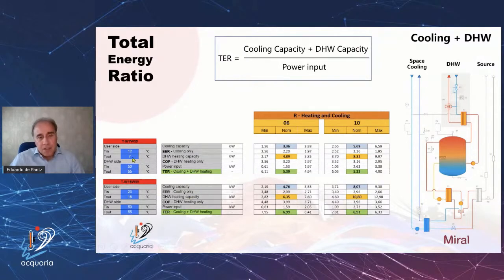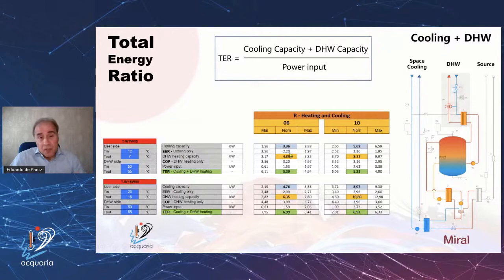For example, 7/12 on the cooling side, or 23/18 in case of underfloor cooling. So underfloor cooling or fan coil cooling. And on the, let's say, domestic water side, 50-55. In this situation, we have a cooling capacity, for example, on the fan coil of 3.36 kilowatt and EER of 2.2.